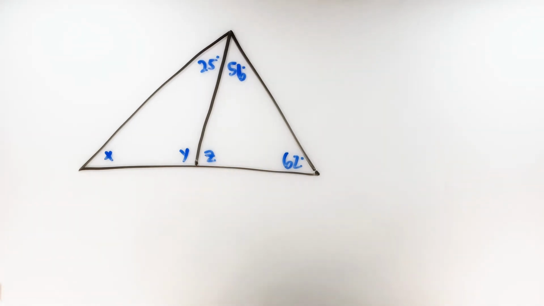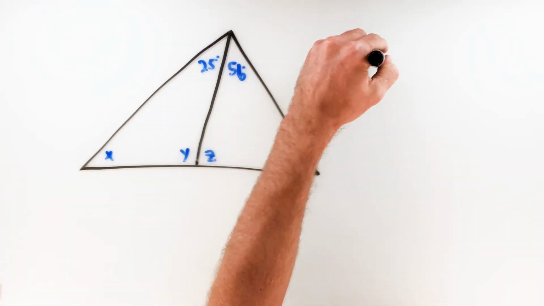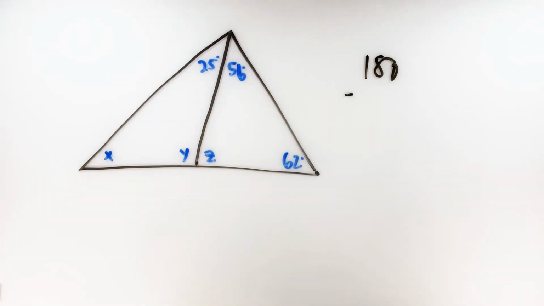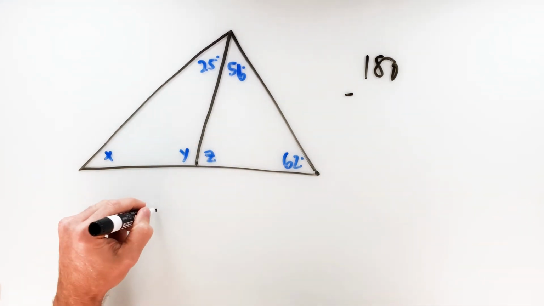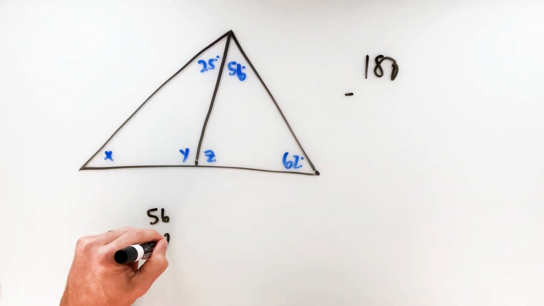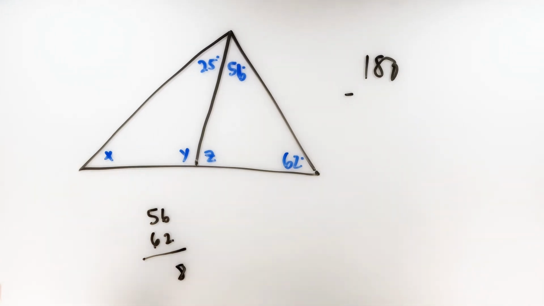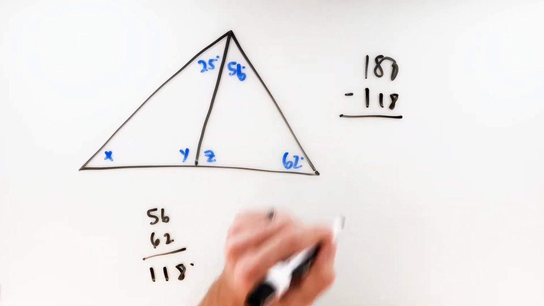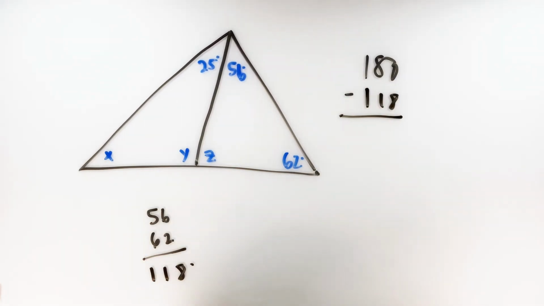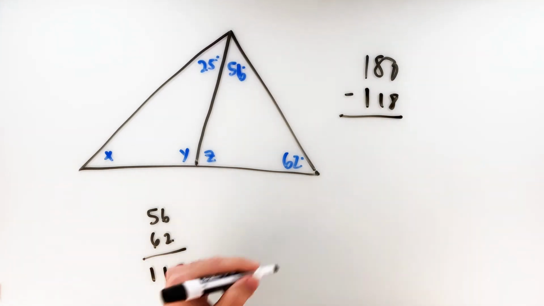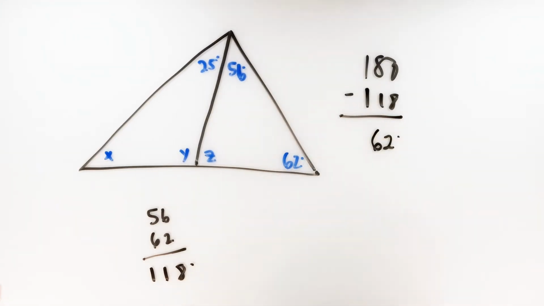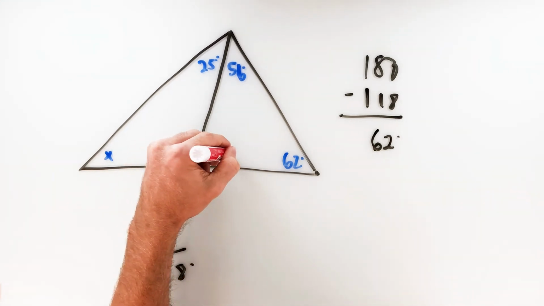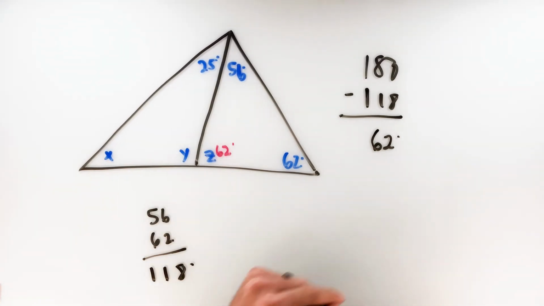If I know 2 out of the 3 angles, I'm just going to subtract the 2 angles that we know from 180 to get that third missing angle. So I've got 180 minus the sum of 56 and 62. If you add those together, you're going to get 118. So if I subtract 118 from 180, it's going to get me angle Z. And 118 subtracted from 180, that's going to be 62. So angle Z here is 62.